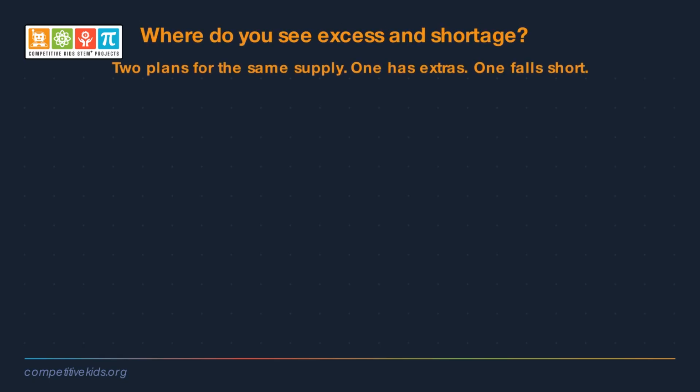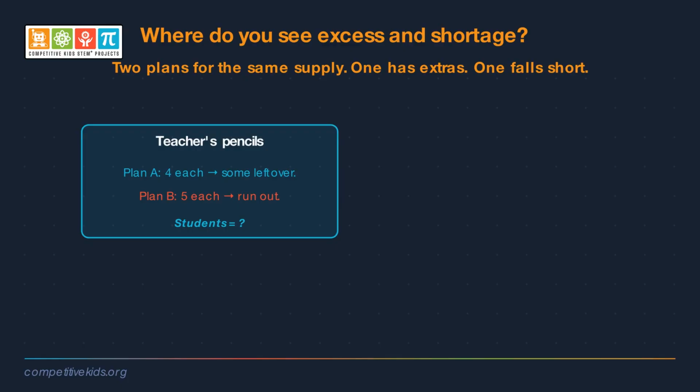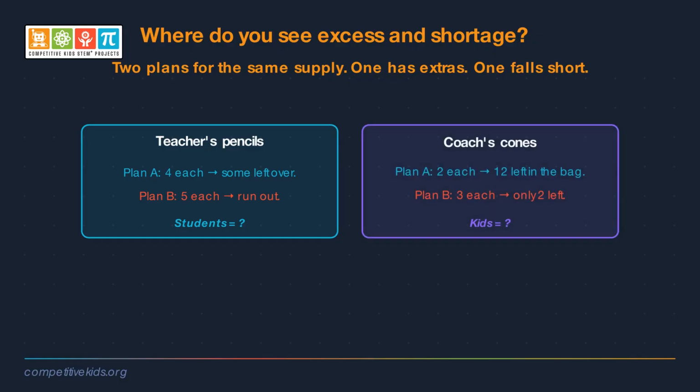You see excess and shortage problems everywhere. A teacher hands out pencils. Giving 4 to each student leaves a stack of leftovers. Giving 5 to each student, she runs out. How many students?